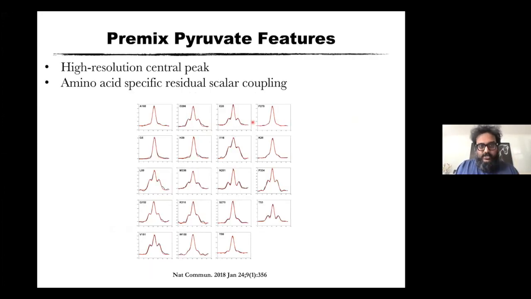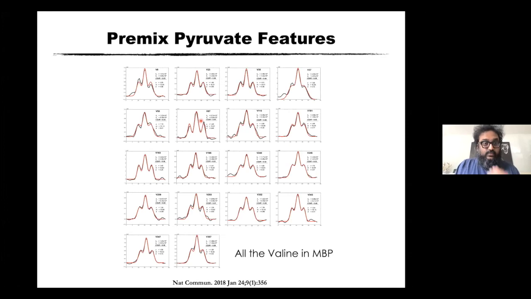Now, again, just to summarize, we have two important properties. One is a high resolution central peak that's devoid of coupling. And then you have the coupling here, which gives us the side lobes, which we call the residual scalar coupling. And this can be used to match things where we have ambiguity. And here I show you the different occurrences of valine within the same protein, and they all look very similar, with the coupled to the uncoupled ratio being very similar across all the valines.